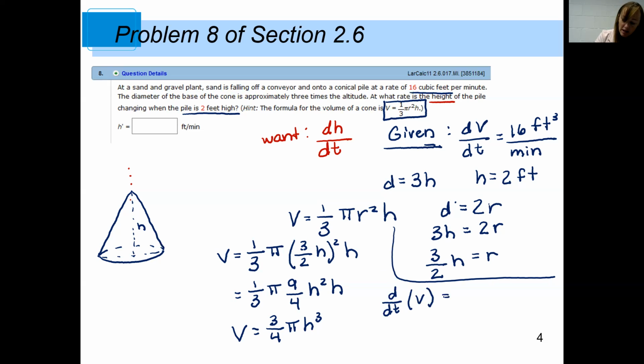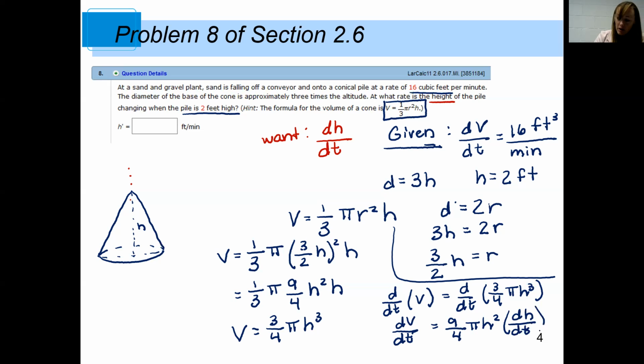So I'm going to go ahead and differentiate both sides with respect to time because both volume and height are functions of time. So I'll take d dt. And on the left, I'll have dV dt, which is unfortunately not what we're looking for. And then on the right, I'm just going to use the chain rule. So the derivative of the outer function, we're going to get 9/4 pi h squared, and then times dh dt. Okay, but remember, dh dt is what we want isolated.